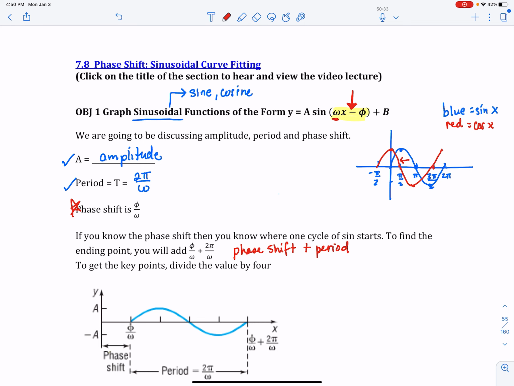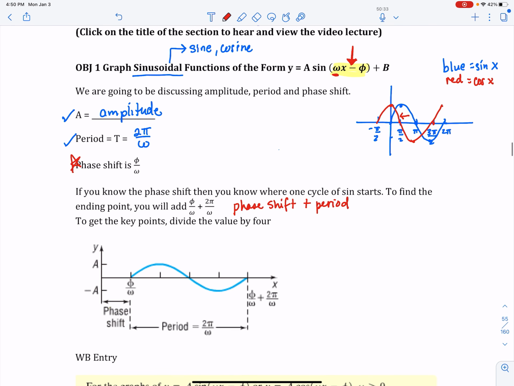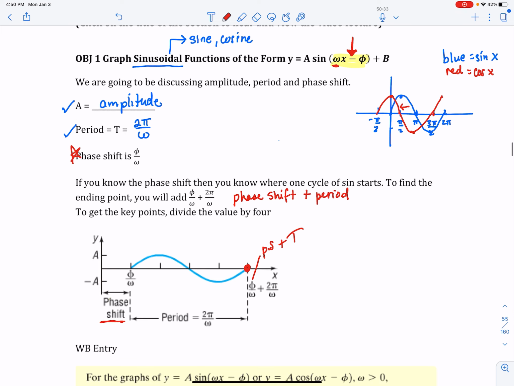So here's an example. If we take the sine wave and we move it to the right, that shows a phase shift. So the phase shift is given right here. And then the period is still going to remain the same. So this period is 2 pi over omega. But the ending point is the phase shift plus the period. Okay?